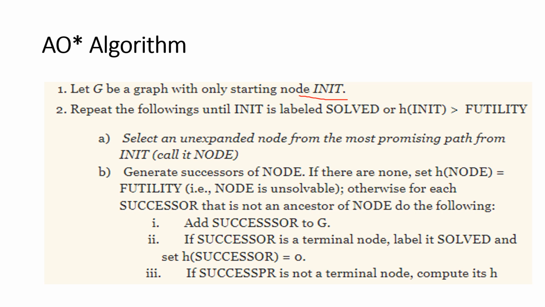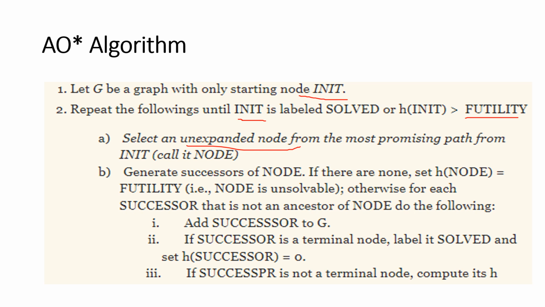Either the problem is solved or it is clear that the problem cannot be solved. So here we have a value that is futility. That is a very large cost, meaning it is useless to continue. So select an unexpanded node from the most promising path. That means AO star does not expand random nodes. It follows the current best path from the init value, so it selects one unexpanded node on that path.